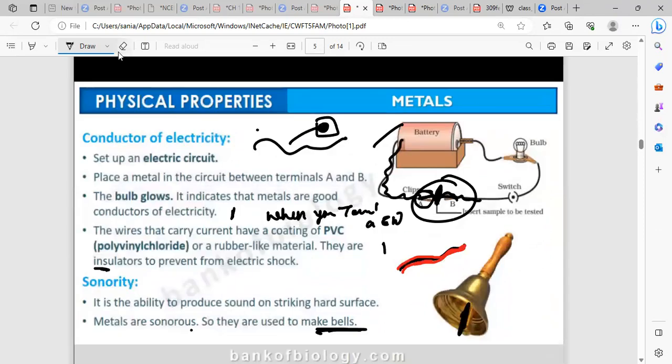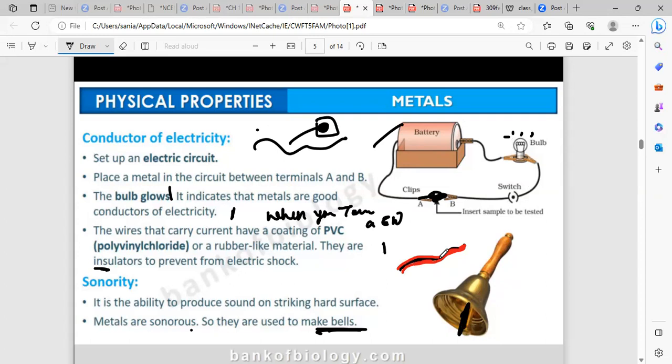Coming to the next one, conductor of electricity. See, this is a circuit, right? This is a battery, this is a wire, and this is a bulb. Over here, you can see a gap, right? If you keep a metal piece over here and then switch on the switch, automatically the bulb will start glowing. That means metal is a good conductor of electricity, because it is allowing the electricity to flow from one end to the other. So over here, it indicates that metals are good conductors of electricity. Now a question will come. See, for example, this is a wire, right?